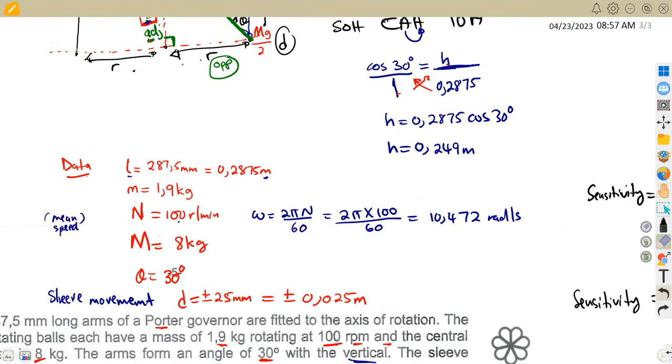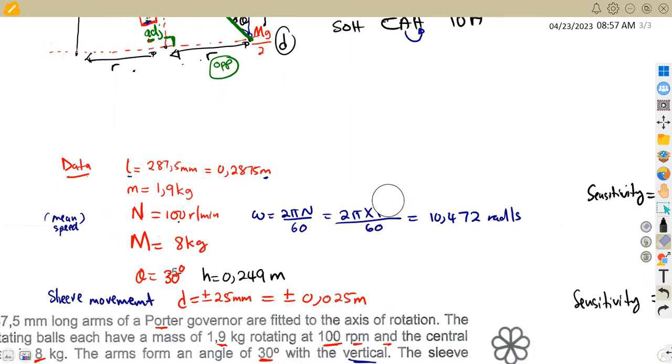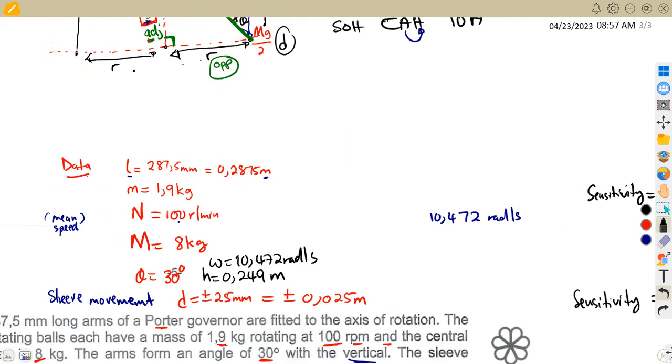In this case, let me just write it aside so that it can help us. We said our H is 0.249 meters. We saw how to calculate H. Also, this omega, we saw how to calculate omega. I'm just going to write my omega here, which is 10,472 rad per second. We saw how we calculate this one, so it's fine.